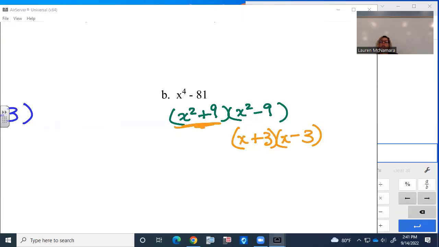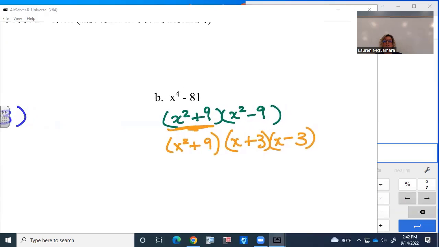This one right here is not factorable. I cannot factor that one. So now I have x squared plus 9. So I'm going to close that. That's as far as I can go with that.